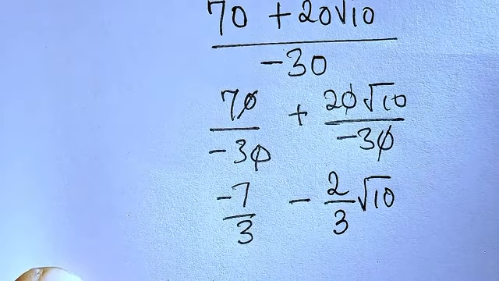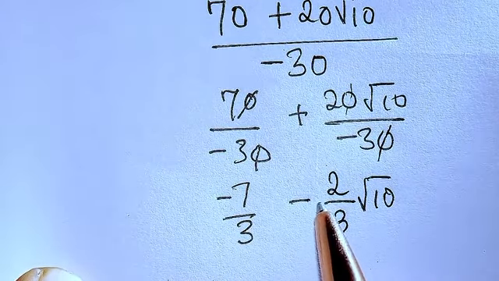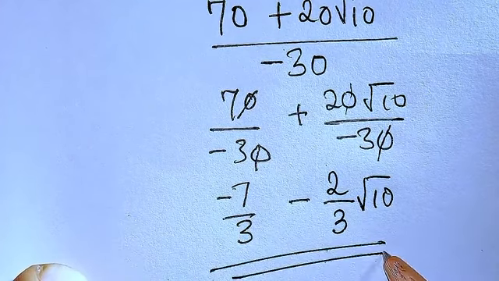So this is what we are going to have: minus 7 over 3 minus 2 over 3 root 10. And that is the solution to the problem.